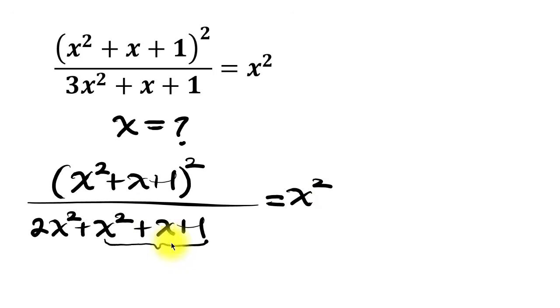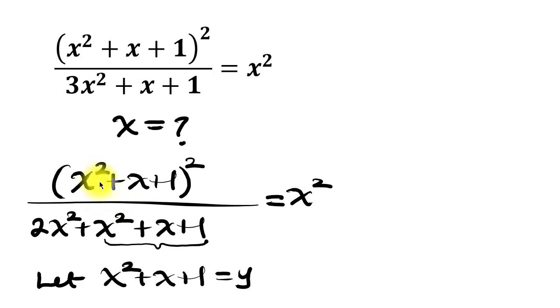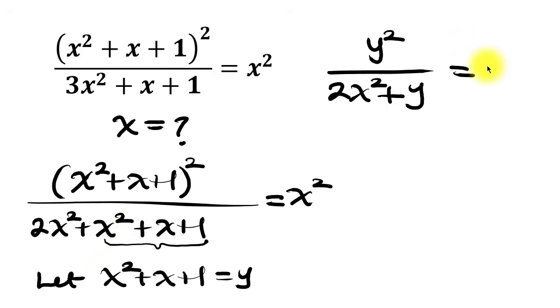And this is equal to x squared. Now since what I have here and what I have here are the same, we can introduce substitution by saying that let this expression or this expression, which are the same thing, x squared plus x plus 1 be equal to y. Now let's rewrite this. So we have y squared all over. Now the denominator becomes 2x squared plus, this is y, so plus y, this is equal to x squared.